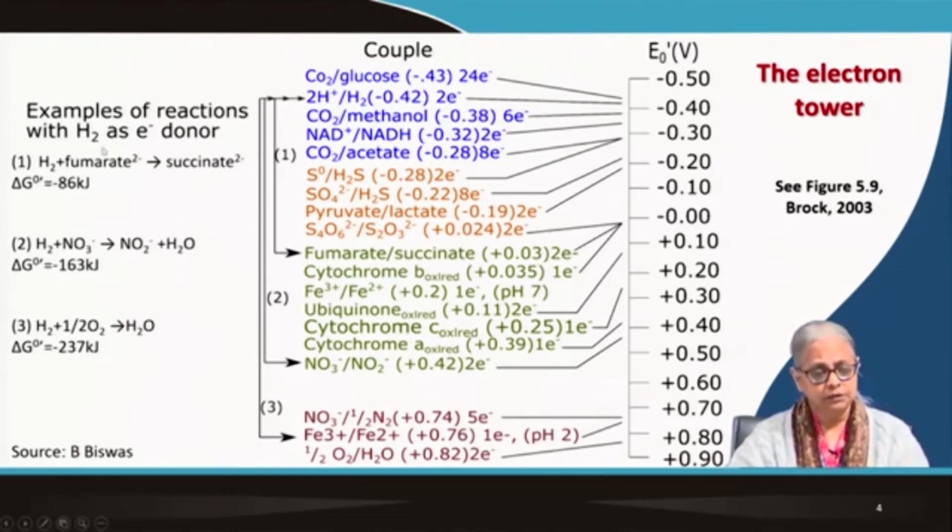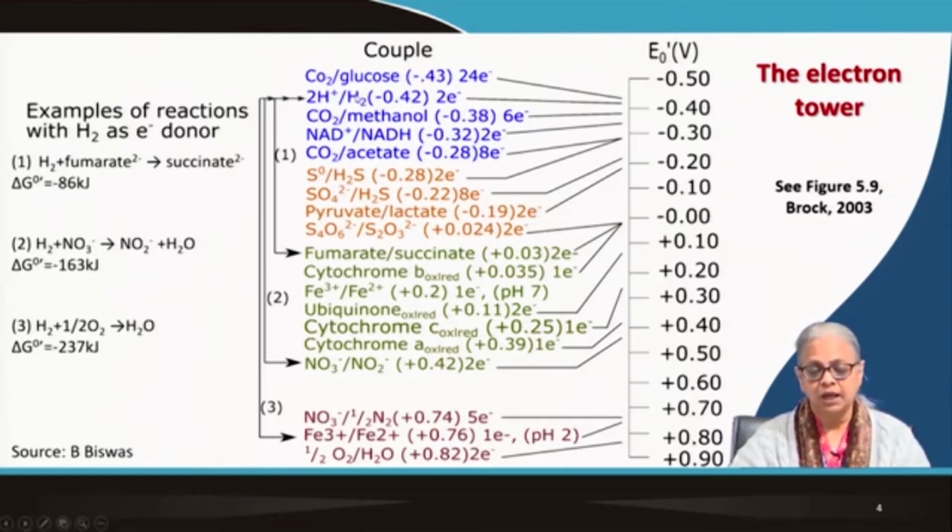Now let us take some other examples to make it clearer. Now let us take number 1. That's shown over here. Here we have hydrogen, which will act as the electron donor. So this is in reverse, hydrogen gas going to protons, and it's being combined with fumarate going to succinate. So it's not a big fall, it's a small fall. So you can see literally the distance along the electron tower. So the delta G value for this reaction is minus 86 kilojoules.